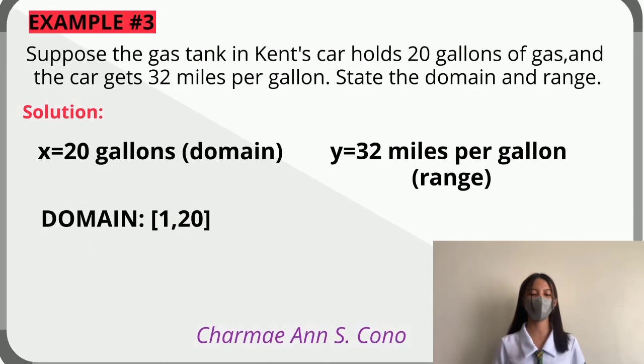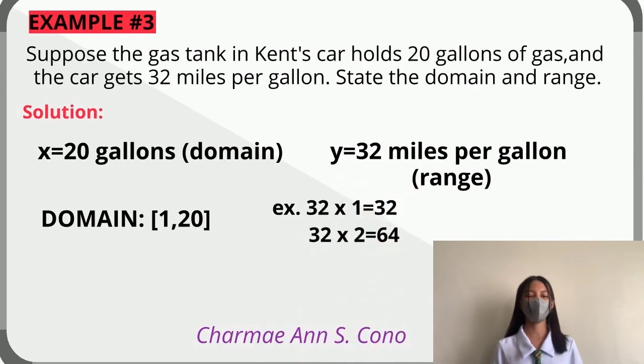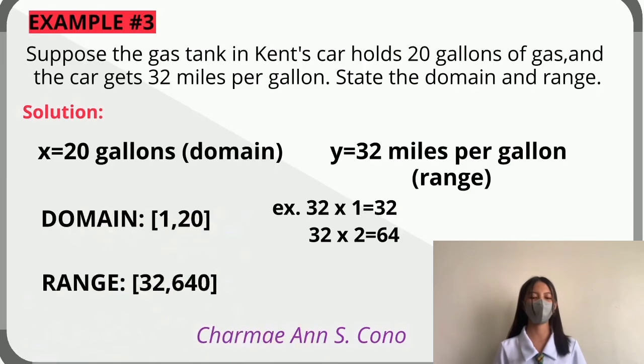To find the range, we must multiply the number of miles the car can get per gallon of gas. So 32 times 1 is 32, 32 times 2 is 64, and so on. So the range will be written like this. Open bracket 32 and 640.